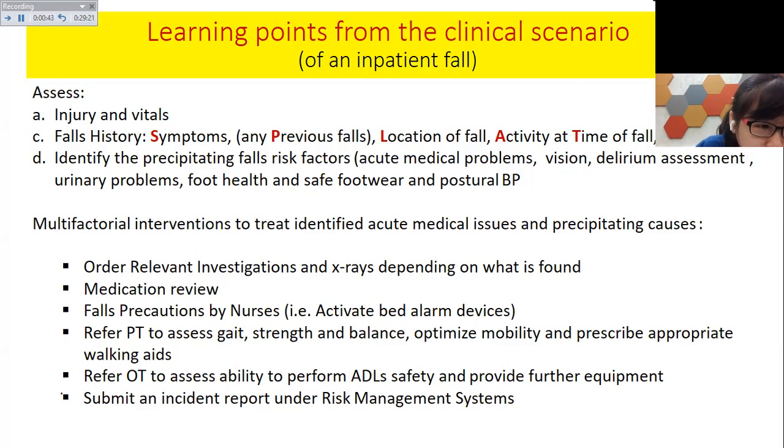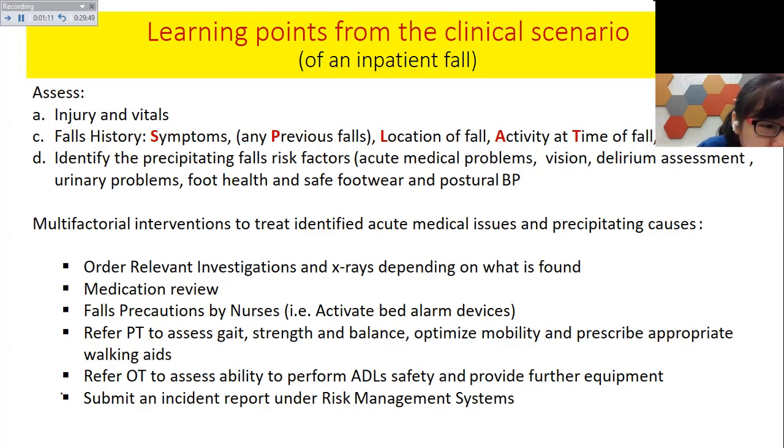Was there any acute medical problem? Was there any visual impairment in this patient? For delirium assessment, urinary problems, foot health and safe footwear, as well as presence of postural hypotension. After the assessment, we would like to implement multifactorial interventions to treat identified acute medical issues and precipitating causes.